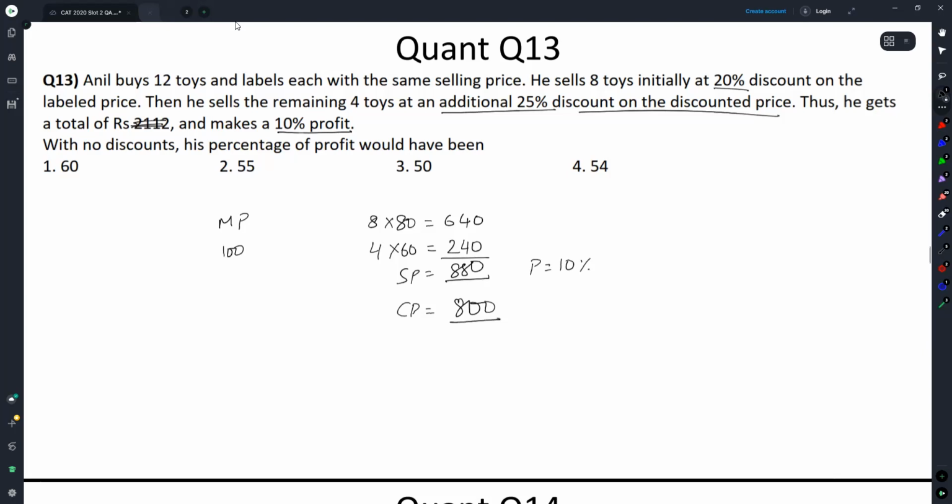With no discount, his percentage of profit would have been? For 12 items, the position is this: 800 going to 1200, so it will be a 50% profit. This is a round one question. This is an absolute round one question. No working, nothing. It is directly evident.